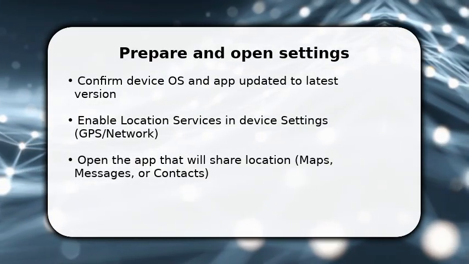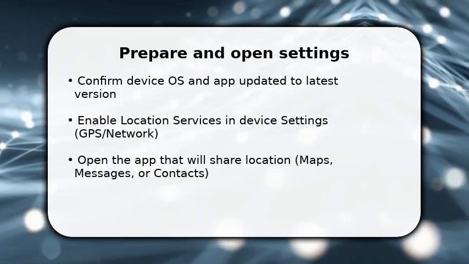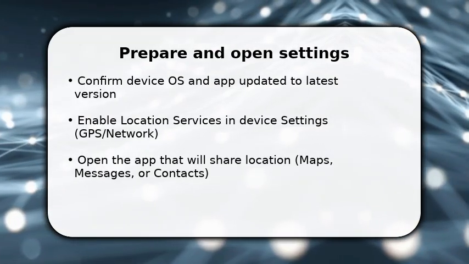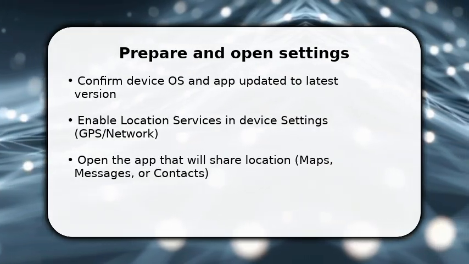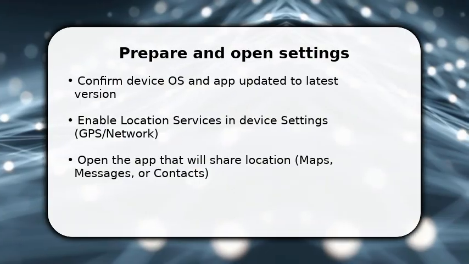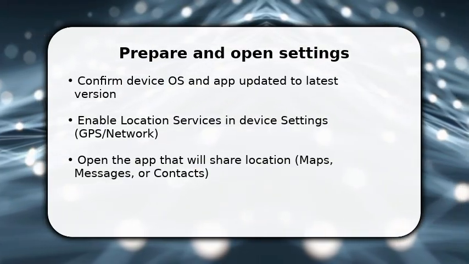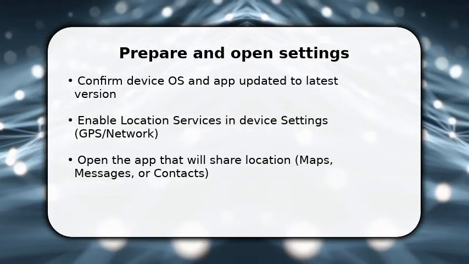Next, open the specific app you'll use to share location, maps, messages, or contacts, so you can grant permissions directly. Make sure you're logged into the correct account, otherwise you might share with the wrong person. Now proceed to grant app-level location access.